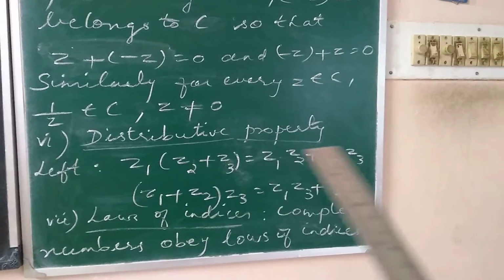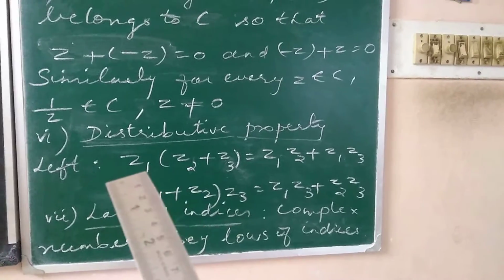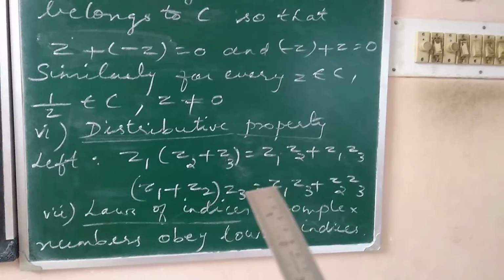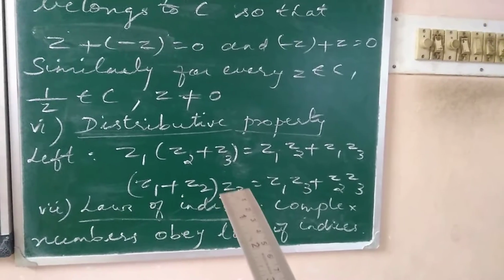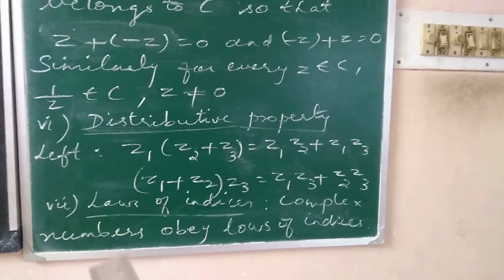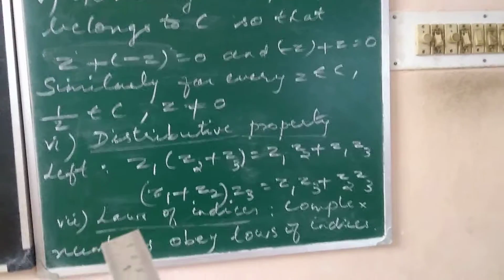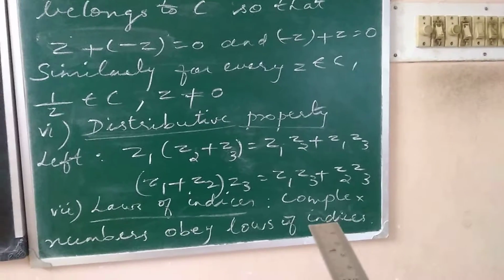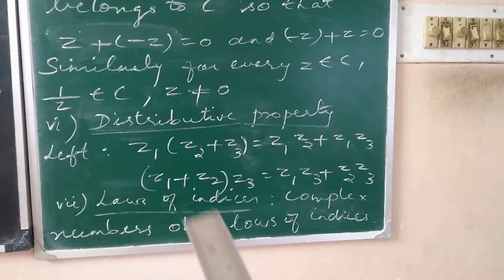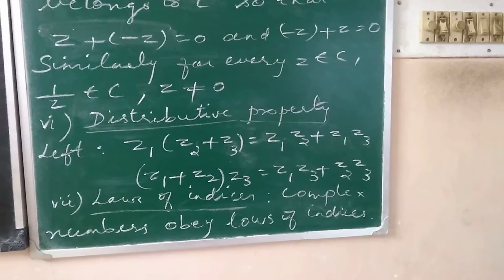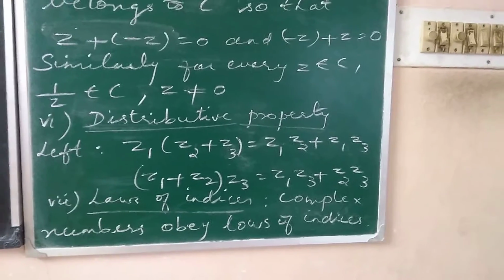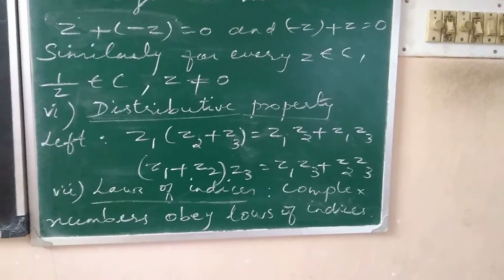Similarly, complex numbers always follow the distributive property, the left distributivity of multiplication over addition, or the right distributivity of multiplication over addition. Similarly, you can always verify that complex numbers obey the laws of indices, namely a power m into a power n is a power m plus n, a power m whole power n is a power mn, a power m by a power n is a power m minus n, etc.